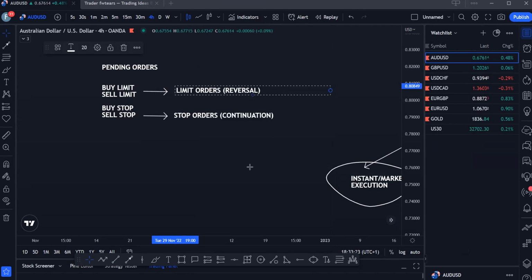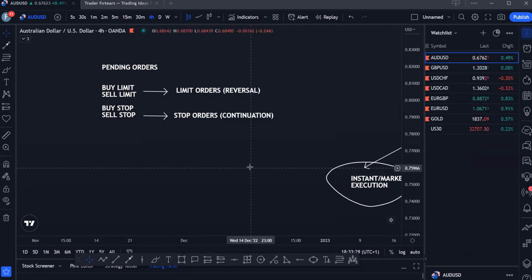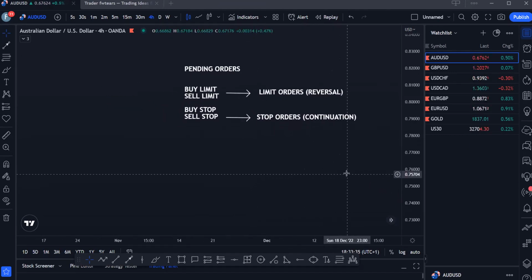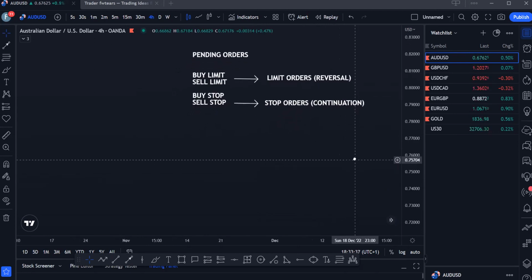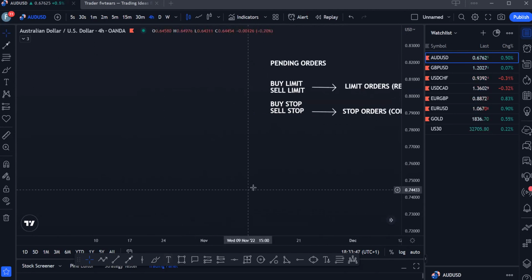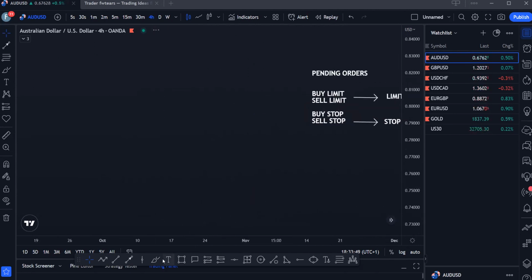Now, what is a scenario in which we use these? What do we mean by reversal? And what do we mean by continuation? Let us break it down. Let's talk about buy limit and sell limit to buttress what we mean by reversal. So let's talk about buy limits.